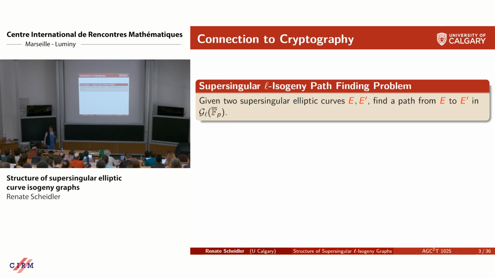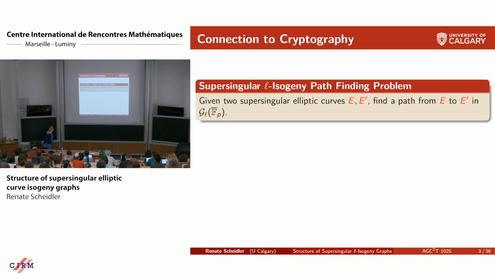So you have two elliptic curves, E and E prime, and you're trying to find a path of L isogenies between them. You start at the curve, you hop to the next one via an L isogeny, and the next one via another L isogeny until you arrive at your target curve. And that really corresponds to a directed path in this supersingular L isogeny graph. So this is a path in the graph theoretic sense. And that is presumably intractable.